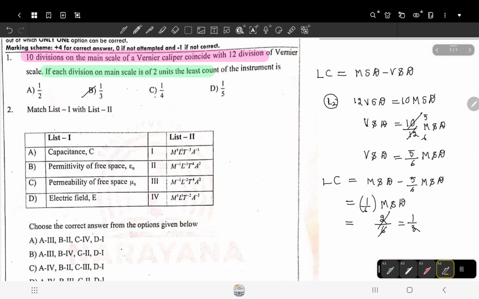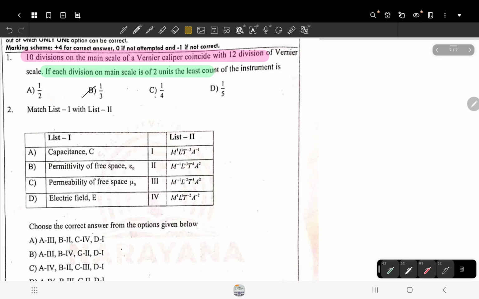Clear? So next question. We have to match list 1 and list 2. There are quantities on the left side and dimensions on the right side, and we have to match them. The first one is capacitance, the second one is the permittivity of free space epsilon naught, then the permeability of free space mu naught, and we have the electric field. So hope you understand the question. Let me clear it.